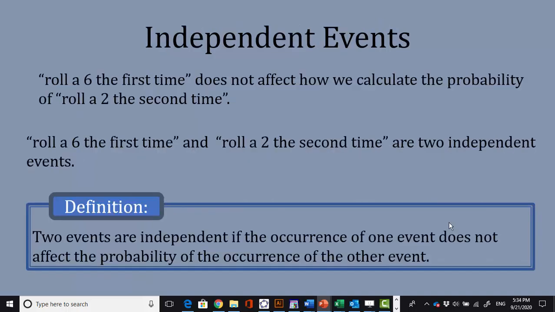When we calculate the probability of rolling a 2 the second time, we're not taking into account that a 6 was rolled the first time, simply because rolling a 6 the first time does not affect how we calculate the probability of rolling a 2 the second time. So in this case, we say these two events are independent. Simply speaking, when you calculate the probability of one event, if you don't have to take into account the occurrence of the other event, then they are independent.